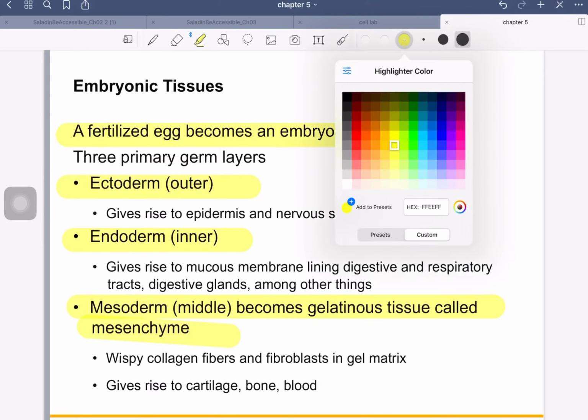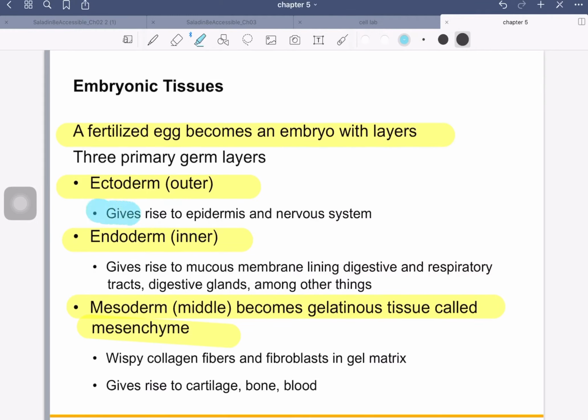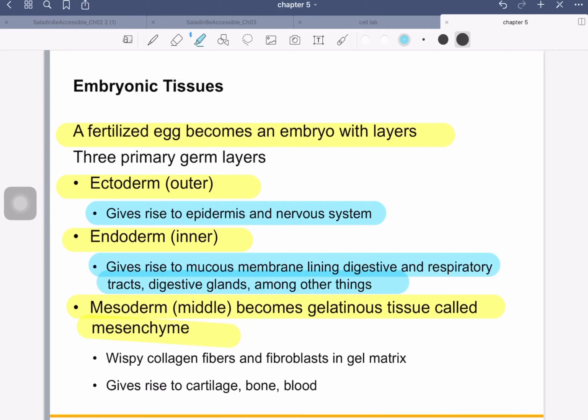Now, once you're a group of cells that have ended up either in ectoderm, endoderm, or mesoderm, your fate has been partially determined. Because if you're ectoderm, you're going to give rise to the epidermis and the nervous system. If you're a group of cells in the embryo that end up in the endoderm layer, you give rise to mucous membranes that line the digestive and respiratory tracts and the digestive glands, and some other tissues. And if you happen to end up in the mesoderm, then you basically give rise to cartilage, bone, blood.